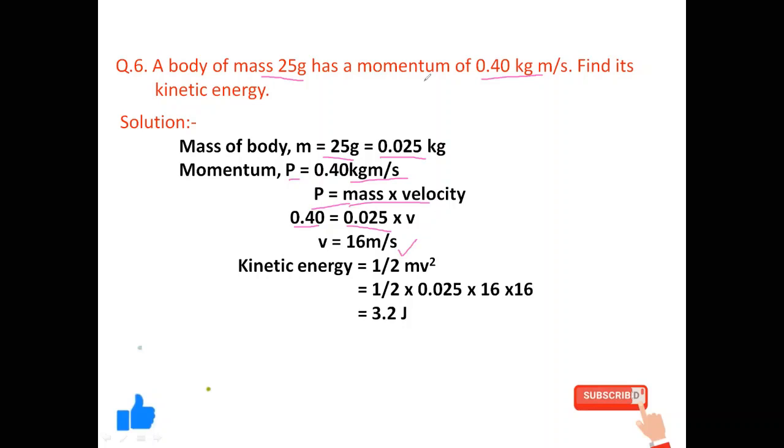Now the question says that we have to calculate the value of kinetic energy. Okay, what we have to calculate is the value of kinetic energy. So kinetic energy is equal to 1/2 mv square. 1/2 m, mass is given here as 0.025, and v, we got the value of v, that is 16 into 16. On calculating these we will get 3.2 joule. Thus the kinetic energy of the body is 3.2 joule.